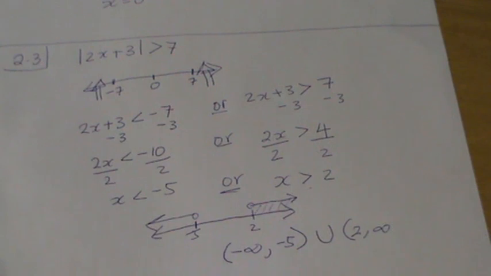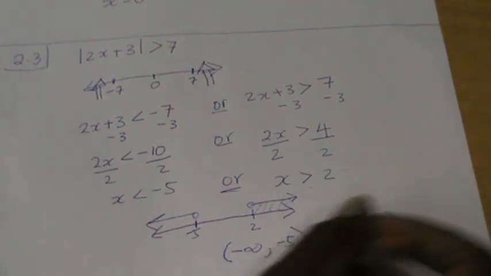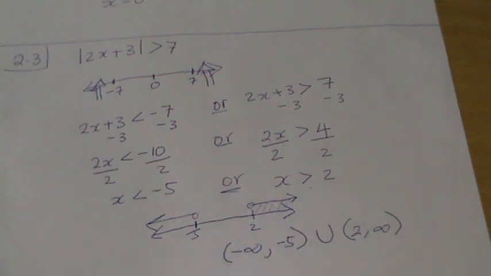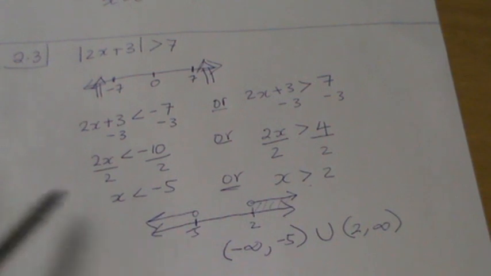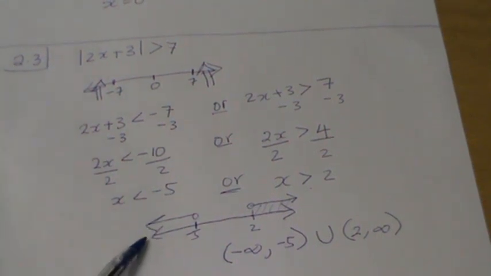Infinity is always, all the time, a round bracket. If you have infinity, there is never a square bracket next to infinity. It is always a round bracket. So I think you'll have one of these two ways, either represented on the number line or in interval notation, and you should be familiar with both.